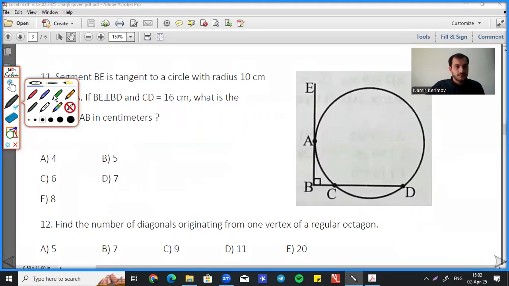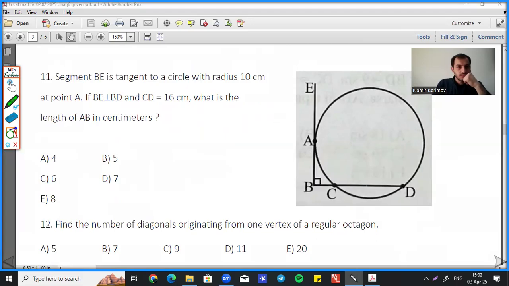Question 11. It says B is a tangent, radius 10, at a point A. We know that radius and tangent line are perpendicular. And the radius is 10. And the length CD is 16. What's the length of AB? That's the question.